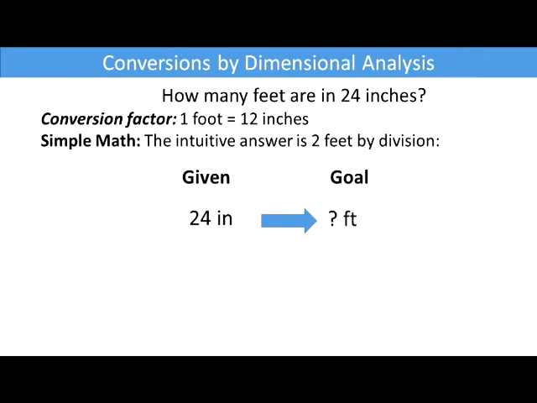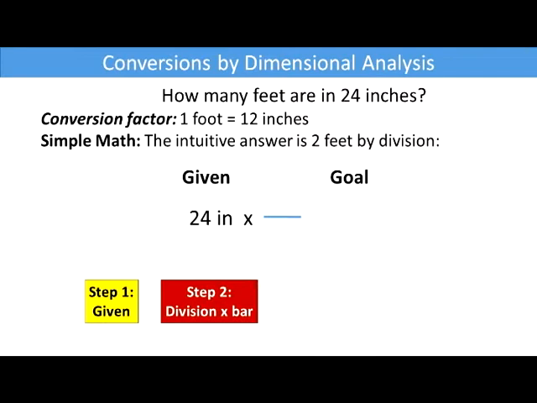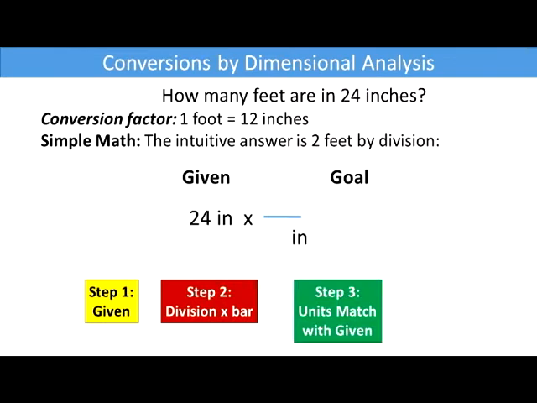So here's how we work it. We set up our given and our goal. Our given is 24 inches. Our goal will have feet for its final answer. So we have our given as the very first step. Step 2 is to draw a division crossbar. Step 3 matches the units in the denominator to the units in the given. And we see that these units will mathematically cancel each other out.